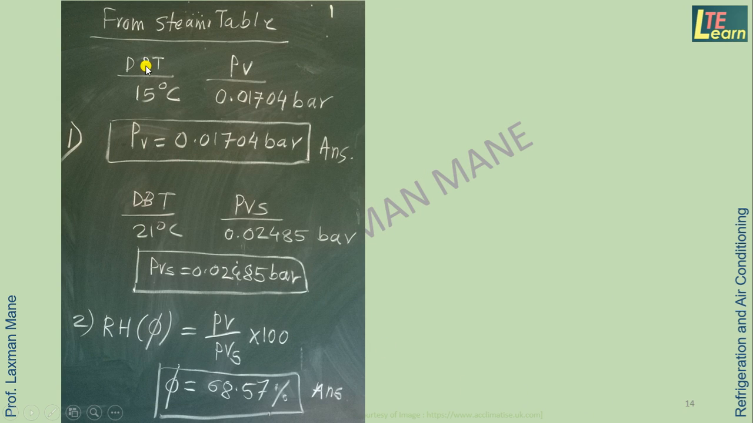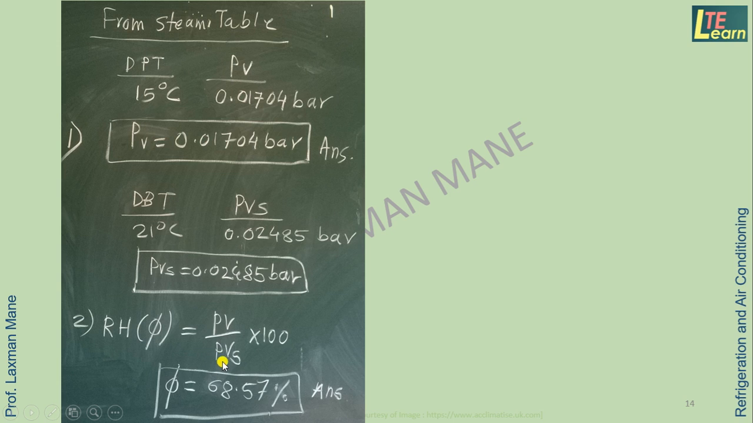Now from the steam table, the value associated with dew point temperature as 15 degrees Celsius, so the value of PV we find in bar, that is 0.01704 bar. Similarly, here we use dry bulb temperature 21 degrees Celsius, corresponding partial pressure of saturated air, that is PVS. So this we get here in bar. Then the relative humidity formula is PV upon PS, or sometimes we can write PV upon PVS.